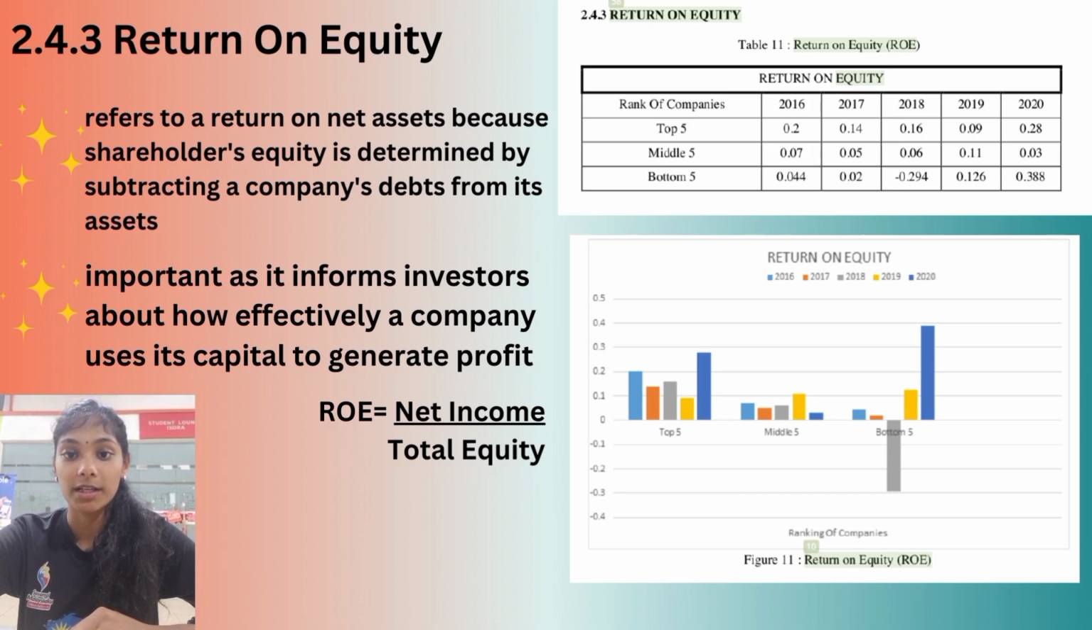Followed by ROE of the ranking of companies. Both top and bottom companies show an increase in financial performance, especially from the year 2019 to 2020. Middle 5 companies show an unstable state of financial performance. Based on the analysis, the bottom 5 companies in 2019 show the highest ROE percentage compared to the other ranking companies.